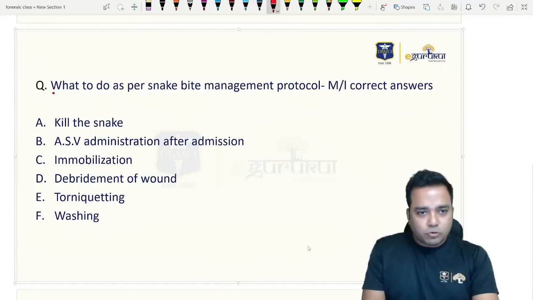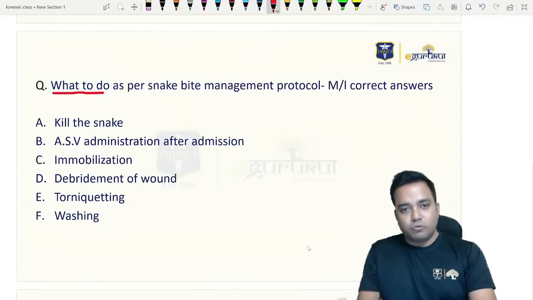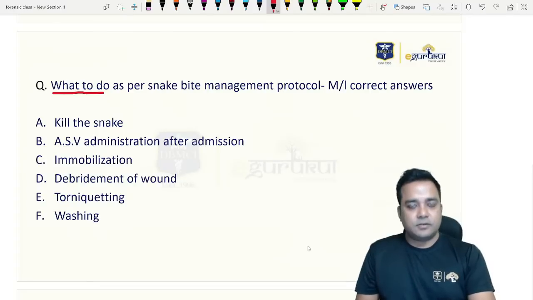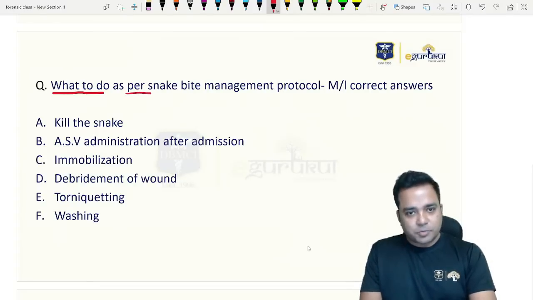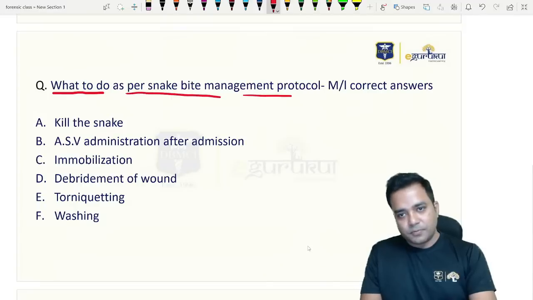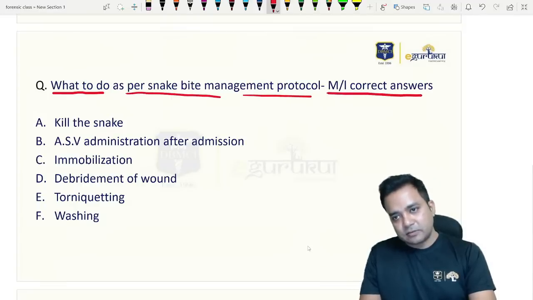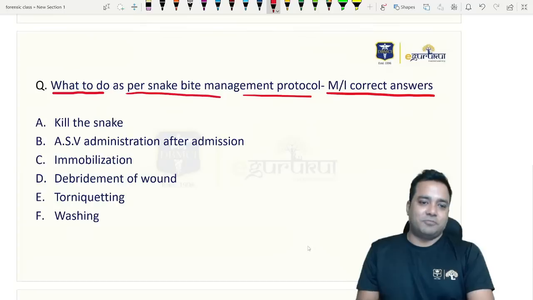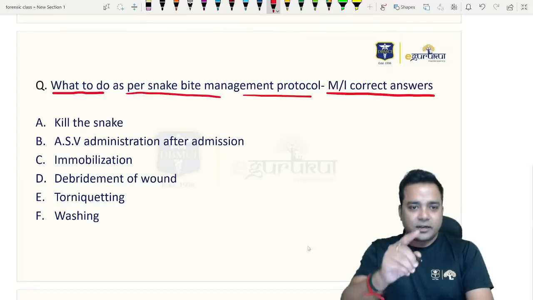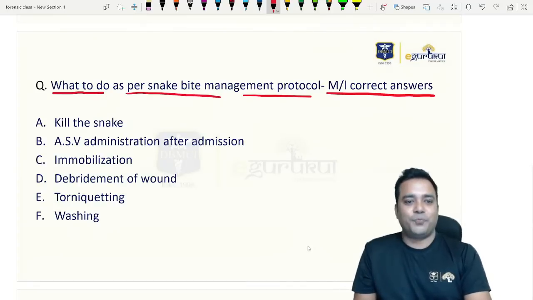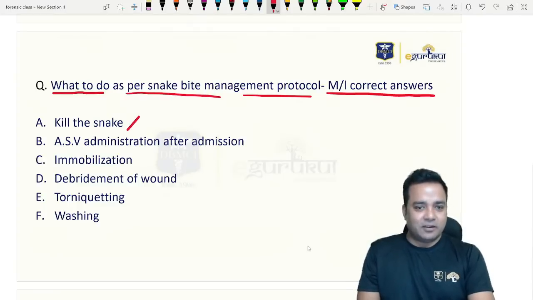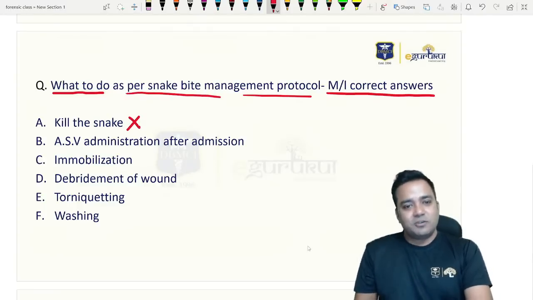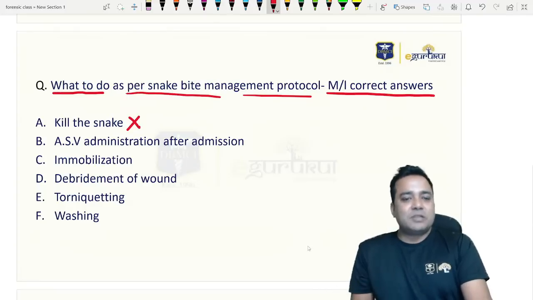What to do and what not to do, we have covered in our classes, in our DBMCI classes, eGurukul classes. So what to do as per snake bite management protocol? Multiple correct answers are possible. The first option was a funny option which was created, and why this option was created I will tell you now. Kill the snake. Now this is not to be done. The snake will bite you and you will die.